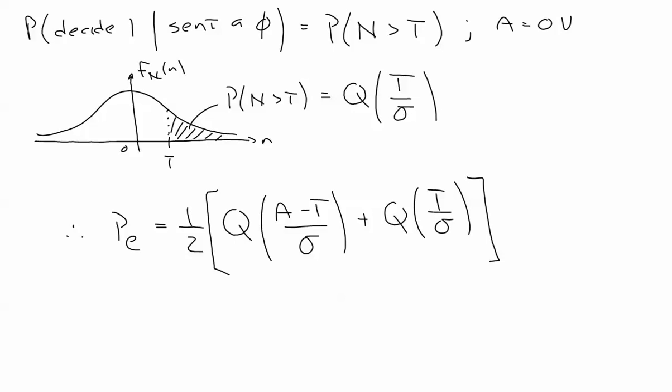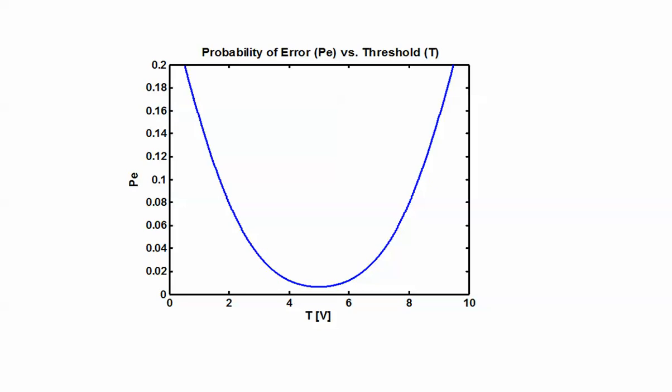All right, and what I then did was I plotted the probability of error versus threshold for A equals 10 volts and sigma equals 2 volts. And my result is the following. All right, that's this guy. Remember, A here equals 10 volts. Sigma equals 2 volts.